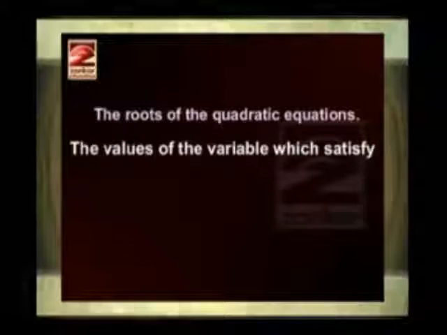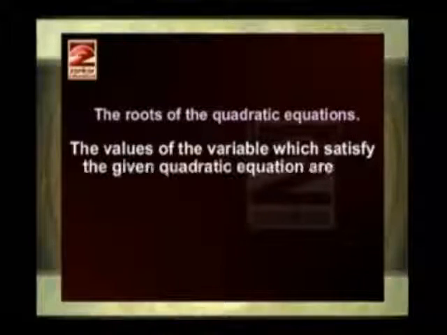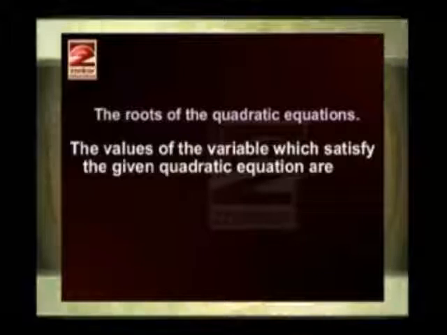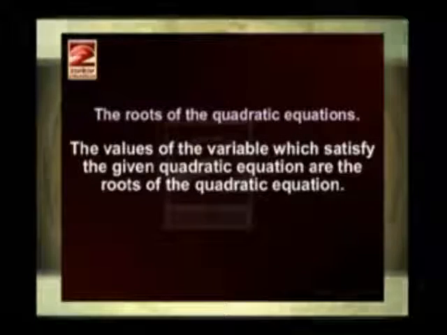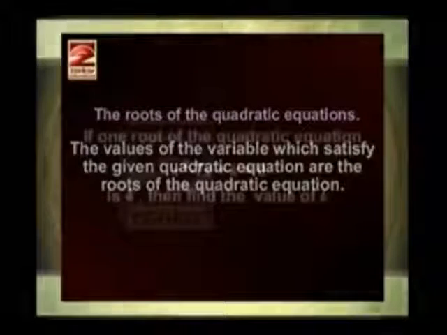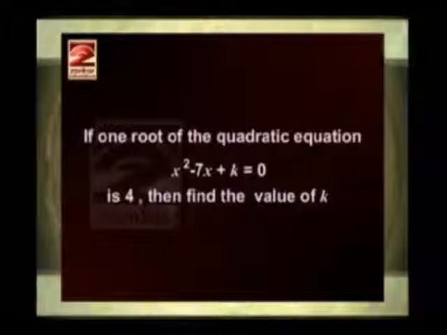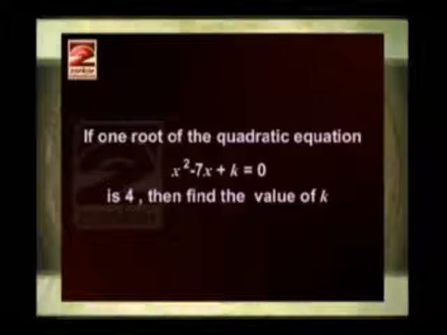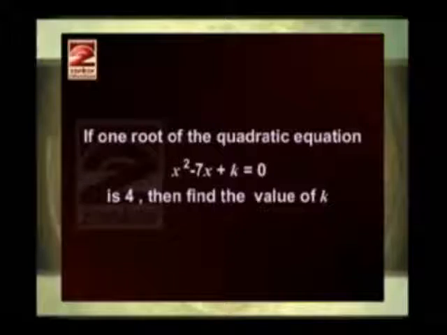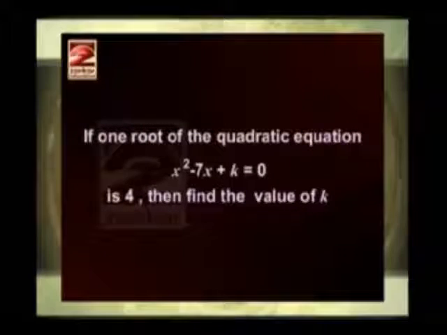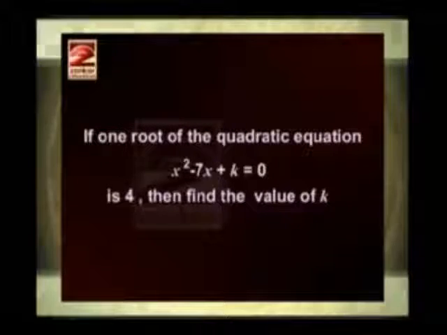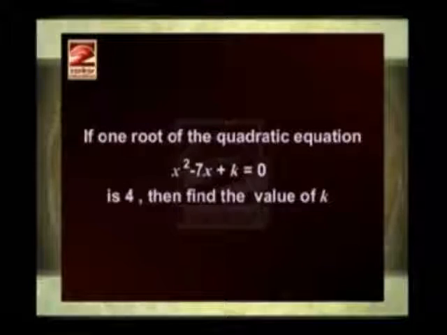Now we'll find out the roots of the quadratic equation. The values of the variable which satisfy the given quadratic equation are the roots of the quadratic equation. So the question is, if one root of the quadratic equation x square minus 7x plus k is equal to 0 is 4, then find the value of k.